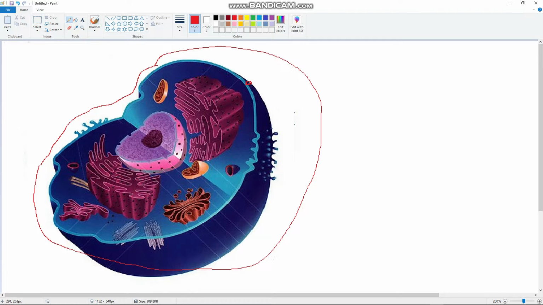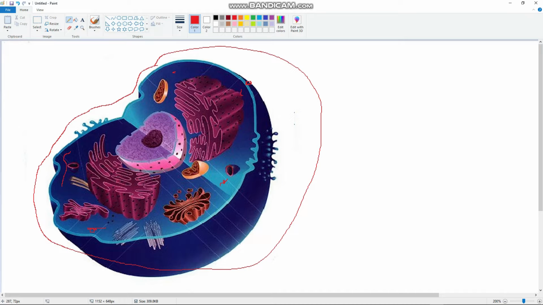Next is the cytoplasm. Now this is pretty much the inside of the cell. And if you look at this diagram, you can see the cytoplasm is like here, here, here. Pretty much anywhere that you see blue in this diagram is the cytoplasm. Like there, and also there. Pretty much the entirety of the inside of the cell is the cytoplasm.